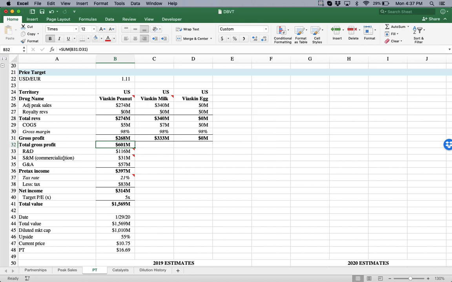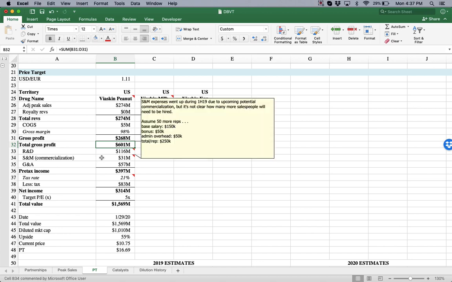You then have your selling and marketing, which we can call commercialization. Now, to estimate this, sometimes the management will tell you, for example, we plan on hiring a sales force of 50 people or 200 people or something like that. So based off of how big you think the sales force will be, you can come up with estimates as to how much they might spend.